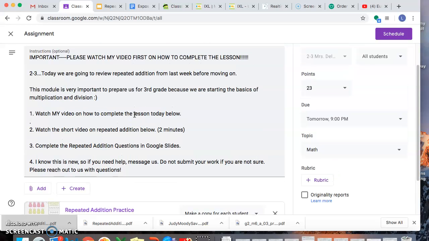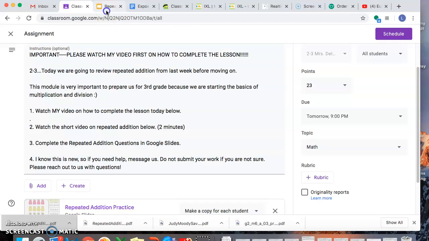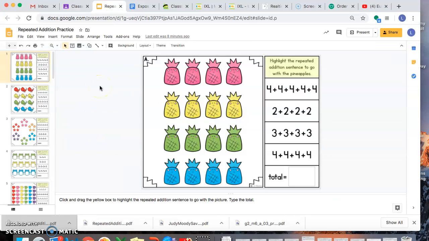So once you open up your activity today, it will bring you to this page. Okay, very colorful, very nice. And we're going to, just like I said, do repeated addition. So you're going to be looking at these pictures and you're going to have to choose which is the correct repeated addition sentence that matches the picture, as well as write in the total for that repeated addition equation. Okay, so I'm going to do two with you. So let's look at the first one.